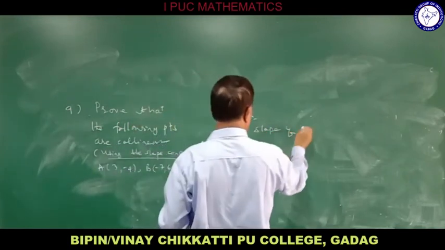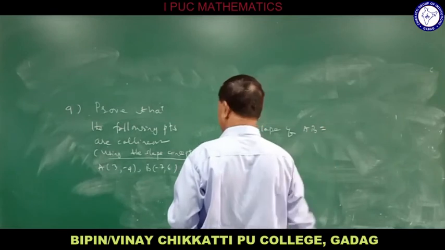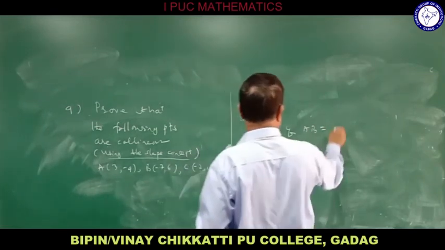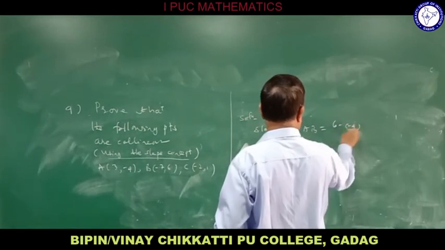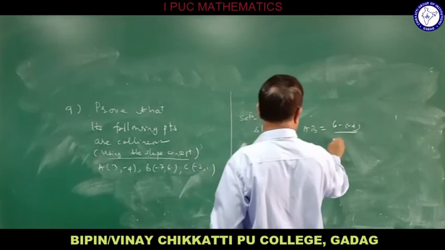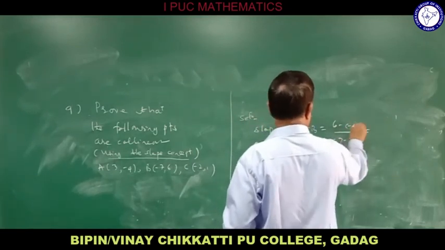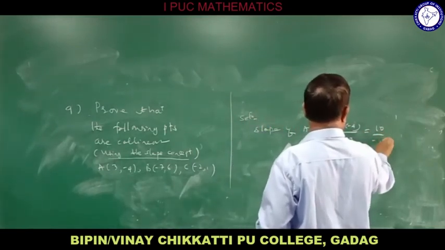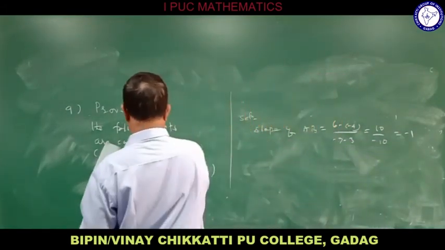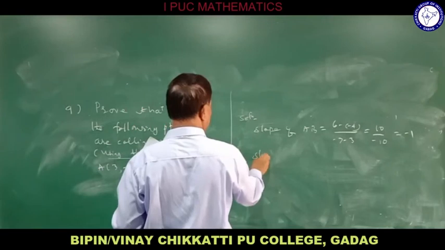Slope of AB means (y2 minus y1) divided by (x2 minus x1), which is 6 minus of minus 4 divided by minus 7 minus 3. 6 plus 4 is 10, and minus 7 minus 3 is minus 10, so the slope is minus 1. Now I want to write the slope of BC.